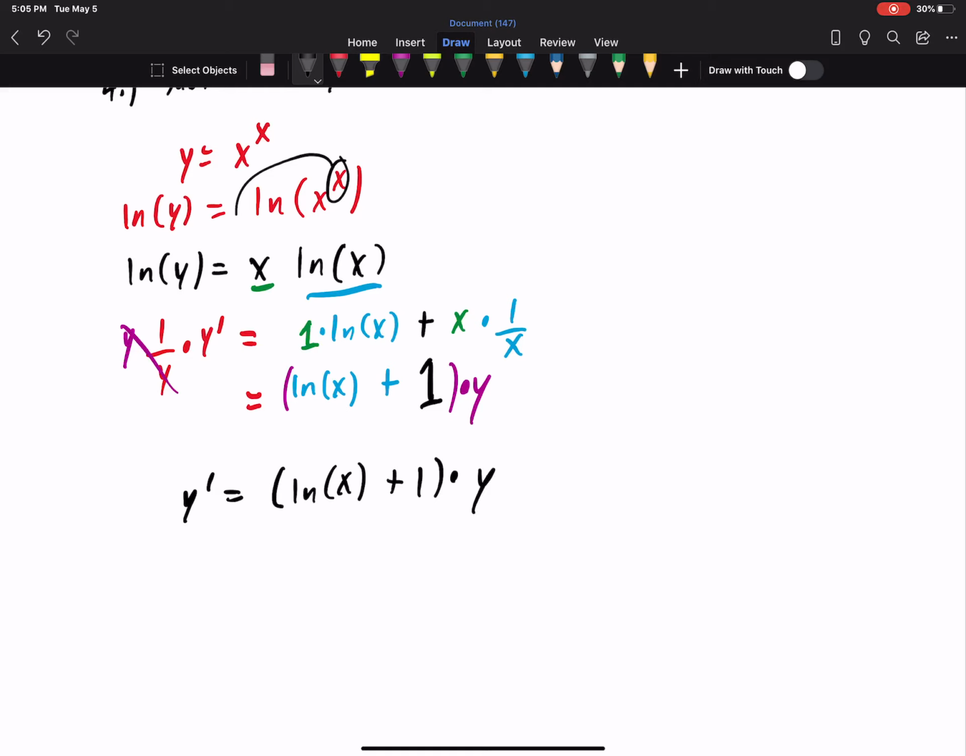But what is this equal to? Well, we know what y is. We were given this at the very beginning of the problem. y is going to be equal to x to the x power. So, neatly, this is going to be natural log of x plus 1 times x to the x. And that's the final answer. Not exactly the prettiest thing in the world, but it'll do. That is the derivative of x to the x.